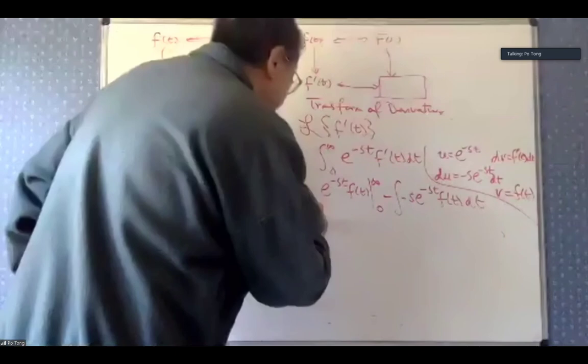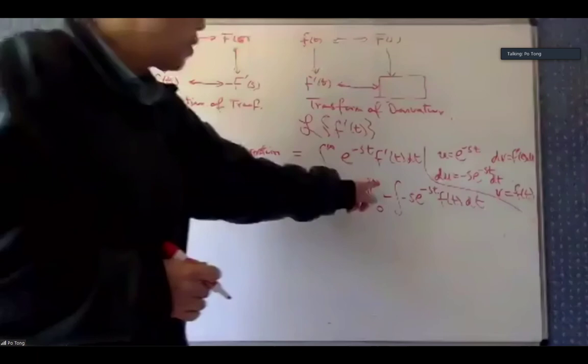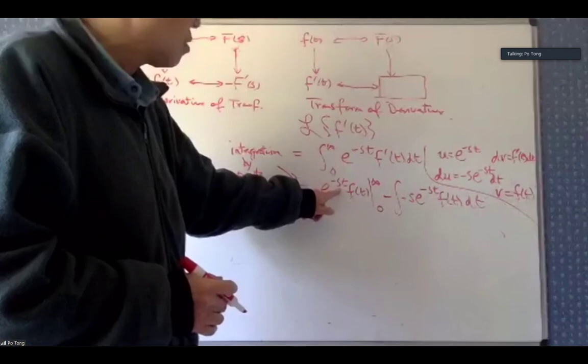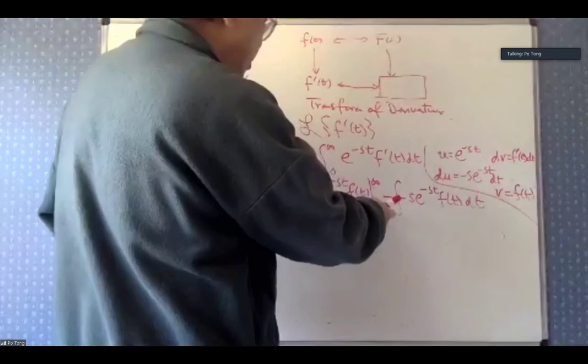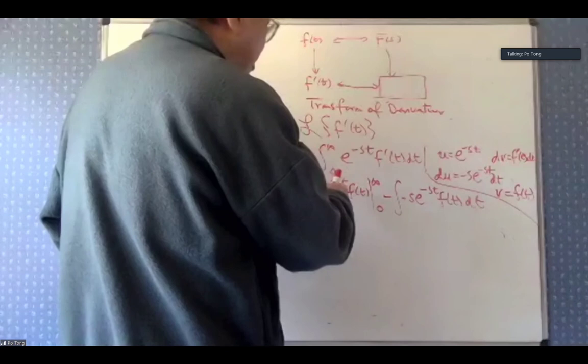Let's look at this here. You put the infinity here. You put the infinity for t, as long as s is positive. So this part will go away. And then when you put the zero in here, you have this e to the zero is one, so you have f of zero.